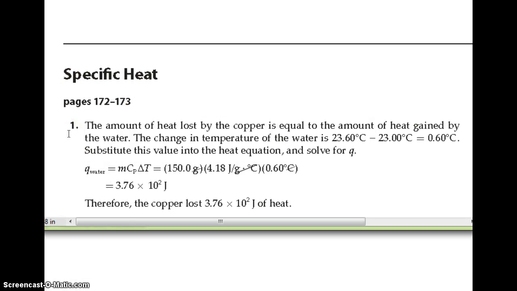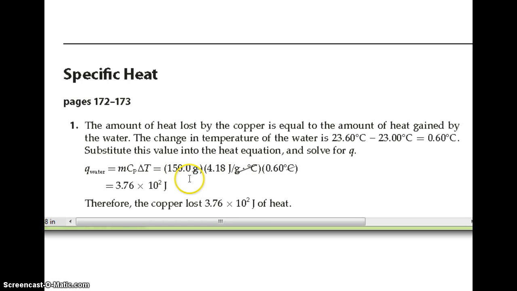So the amount of heat lost by copper is equal to the amount of heat gained by the water. Because remember, we can't magically create or destroy heat or energy or mass. So the amount of heat gained by the water has to equal the amount of heat lost by the copper. The change in temperature of the water is 23.6 minus 23, or 0.6 degrees Celsius. Substitute this value in the heat equation for Q.